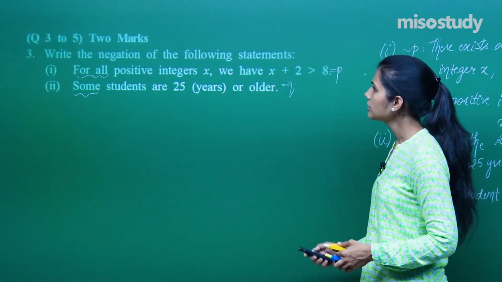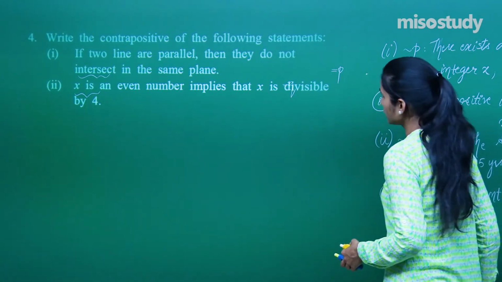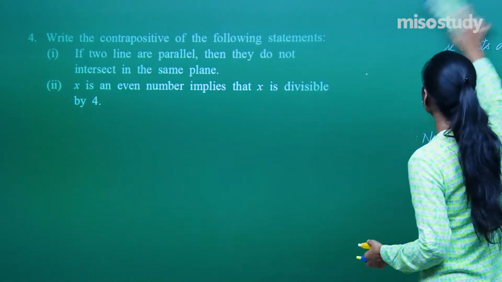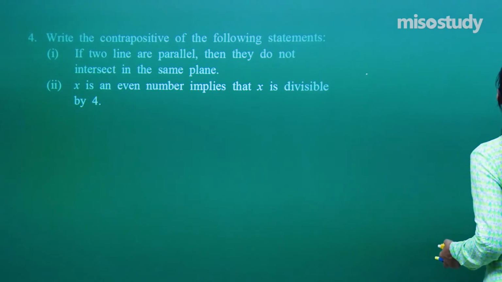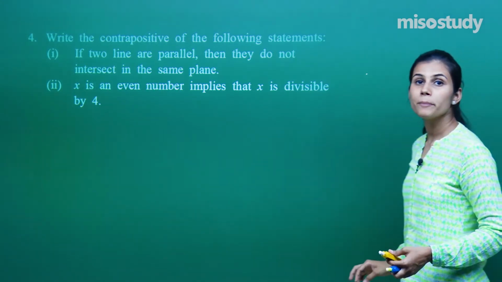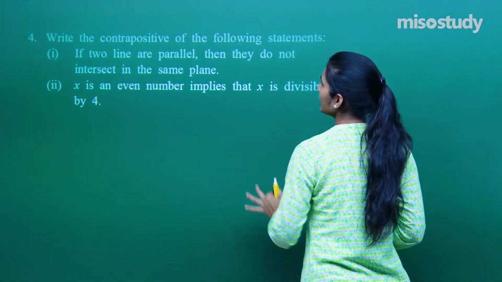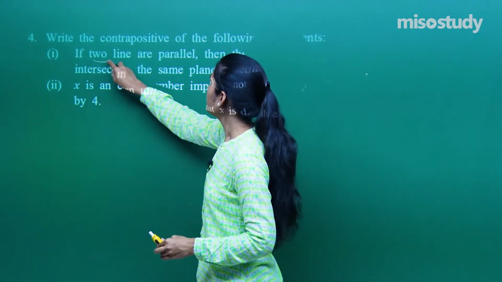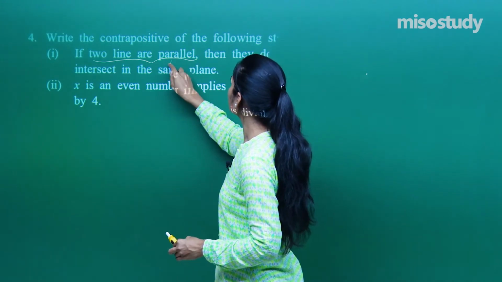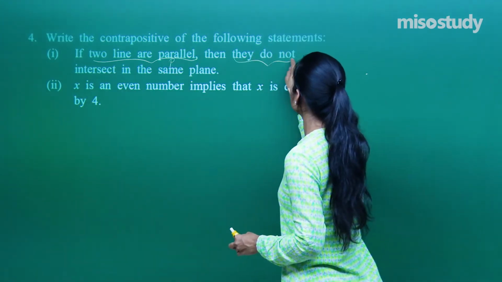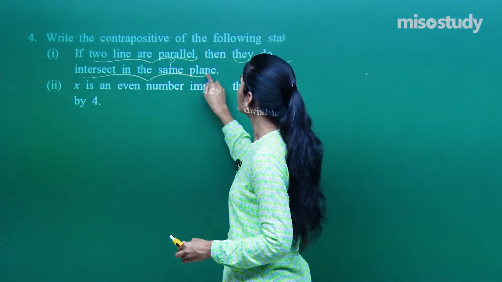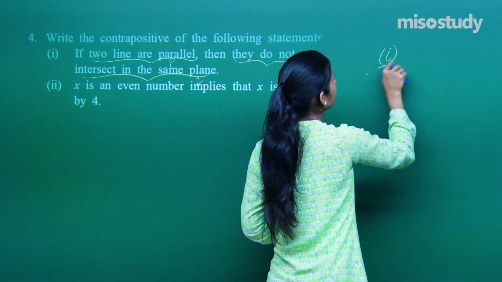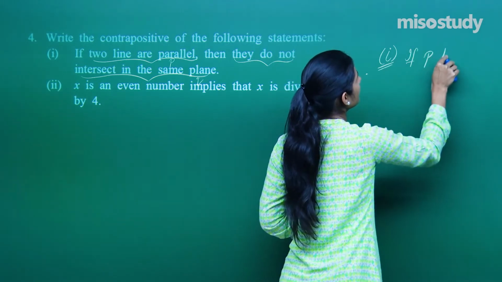Then we have, write the contrapositive. So after negation we have contrapositive. You should know, if we have P implies Q as my statement, then the contrapositive of it would be not Q implies not P. So if two lines are parallel, then they do not intersect in the same plane. Whatever is written after if and before then is my statement P, whatever is written after then till the full stop is my statement Q.